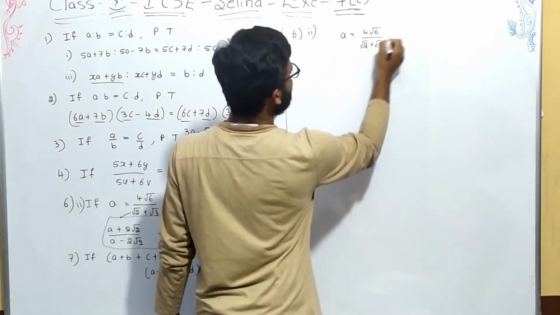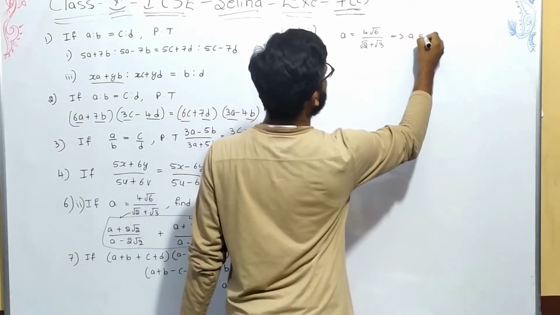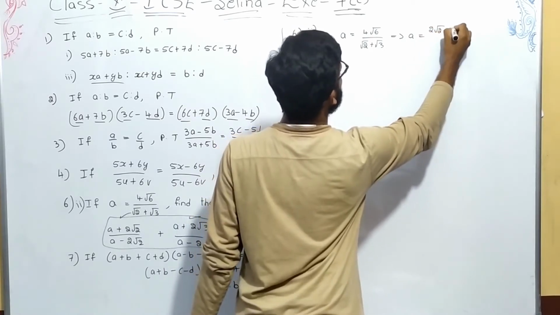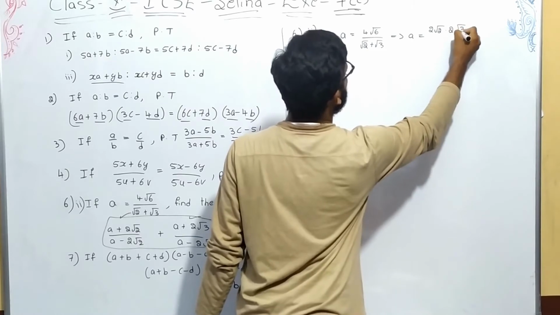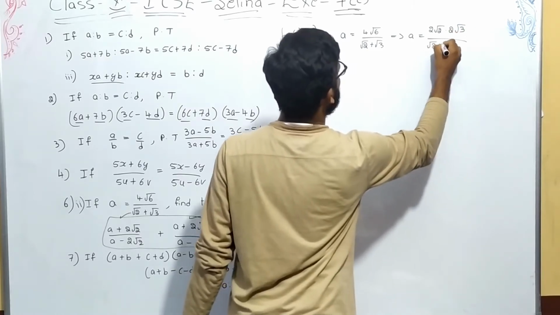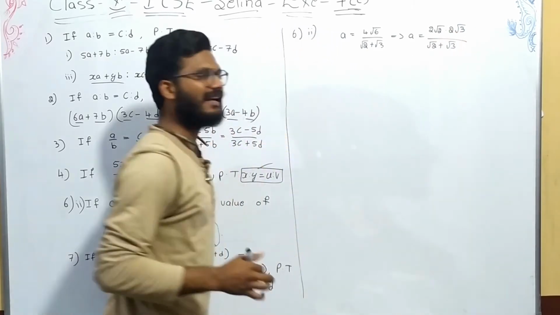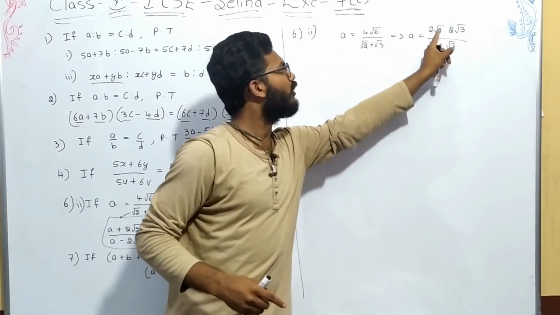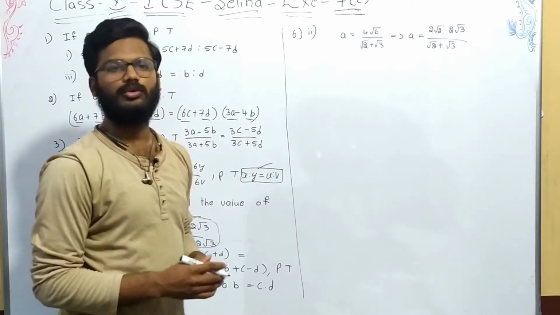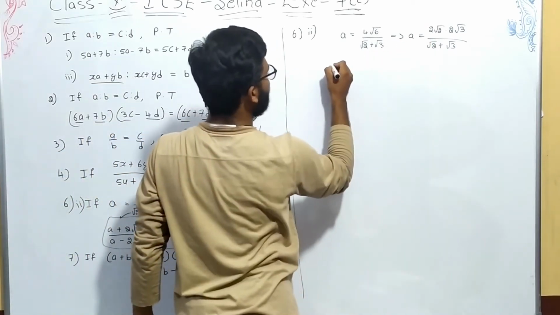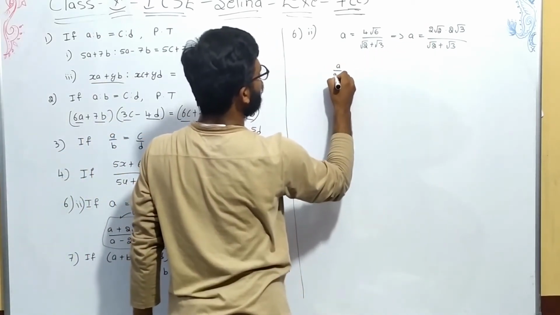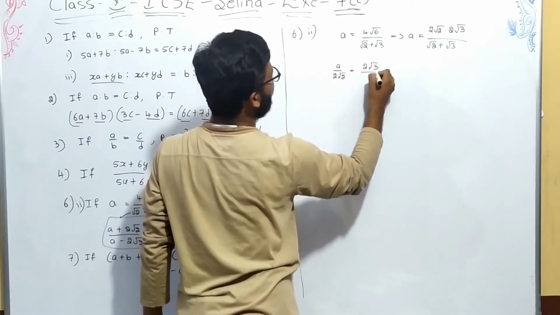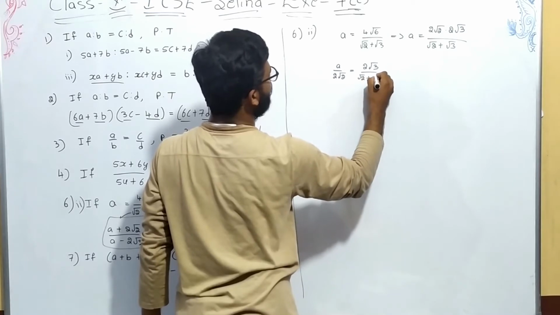So this one, can I write like this? a is equal to 2 root 2 into 2 root 3 by (root 2 plus root 3). I can write like this, right? So 2 root 2 is separate and 2 root 3. 2 times 2 is 4, and root 2 into root 3 is root 6. So it is 4 root 6. So from this, can I write a by 2 root 2 is equal to 2 root 3 by (root 2 plus root 3)? I can write, right?